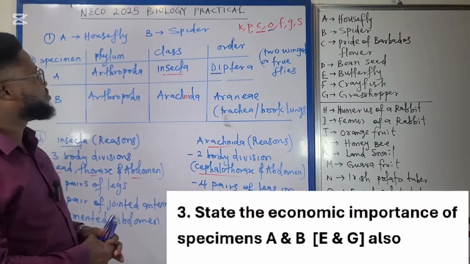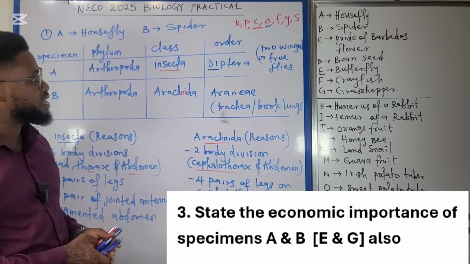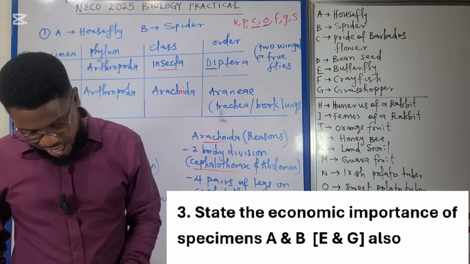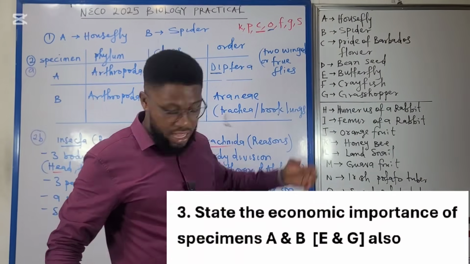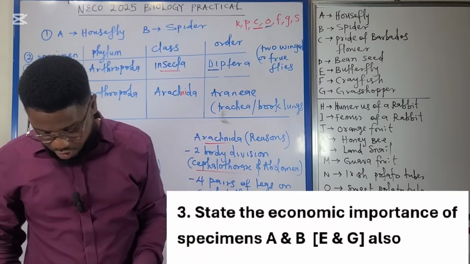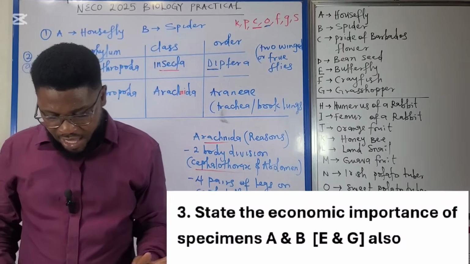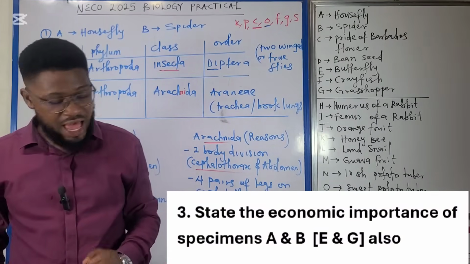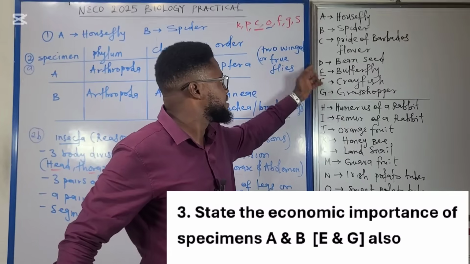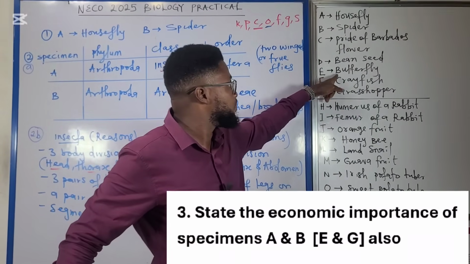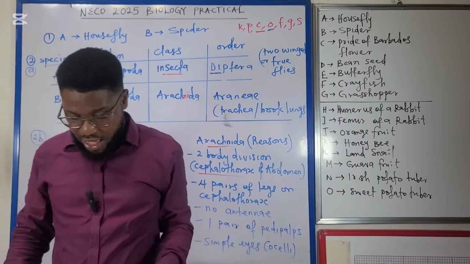Okay, what are the economic importance of specimen A and B? In fact, we could also add something like specimen E to that, talking about the economic importance. You can see those questions on your screen. Let's look at economic importance of specimen A and B, but we can add that of specimen E to it because of its importance in pollinating flowers.